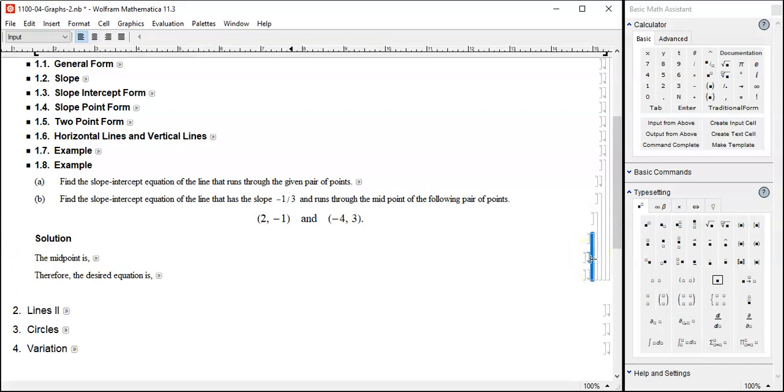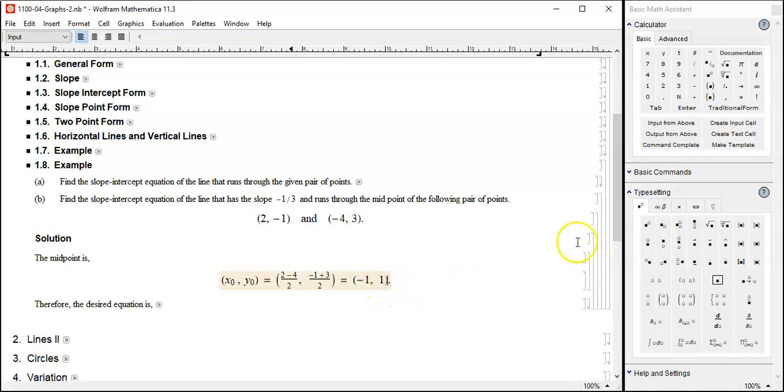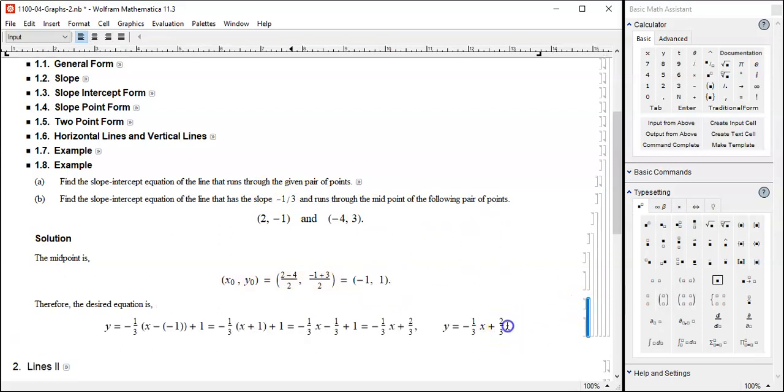Remember? That's a midpoint. So plug in all those values in. Slope, -1/3, and the point is (-1, 1). So put it into the slope-point equation and simplify. There you go.